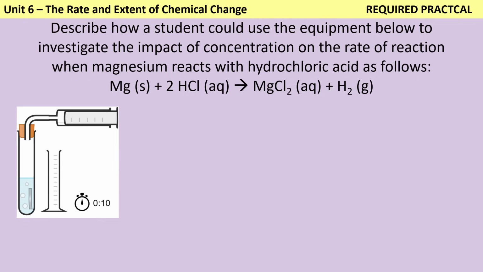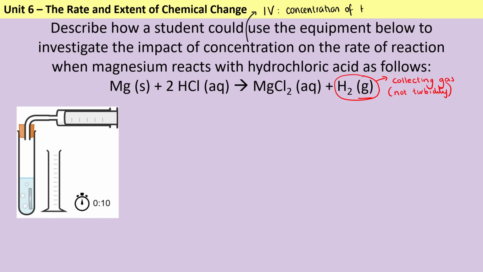The first required practical is a classic textbook example of where you might expect the exam board to ask you to write a method. In this question, we're asked about investigating the impact of concentration on the reaction between magnesium and hydrochloric acid. So although the question doesn't make reference to the fact that we're collecting gas, we've got a clue in the state symbols in the question. So we can see here that we've got hydrogen gas being produced, and that tells us that we're interested in collecting gas, not turbidity. So in this investigation, the independent variable is going to be the concentration of the acid.